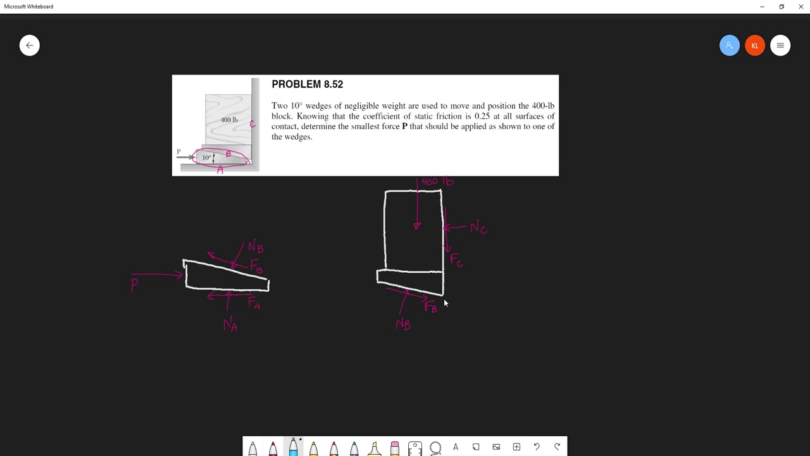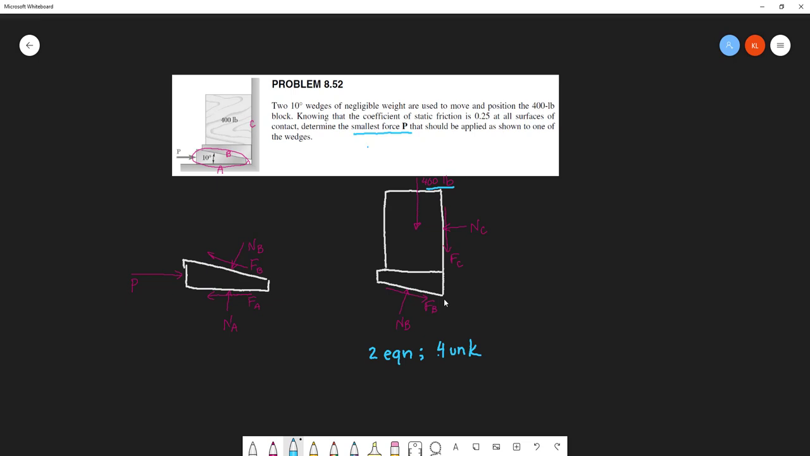In FBD1, on the right-hand side, I want to start here because here I have an input. So on the right-hand side, I only have two equations. I can only sum forces in x and y. And I have 4 unknowns. So with 2 equations and 4 unknowns, I need 2 more equations. We want to know the smallest force P. So the smallest force is going to be what gets us just over the edge.